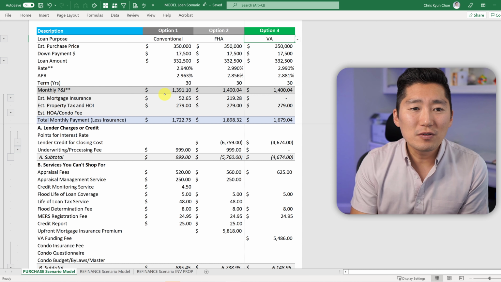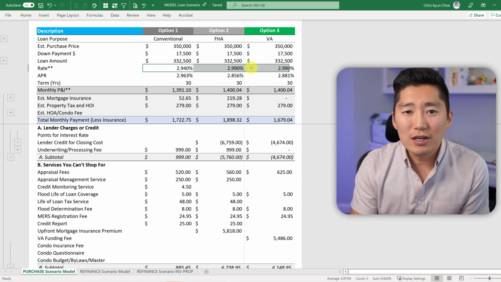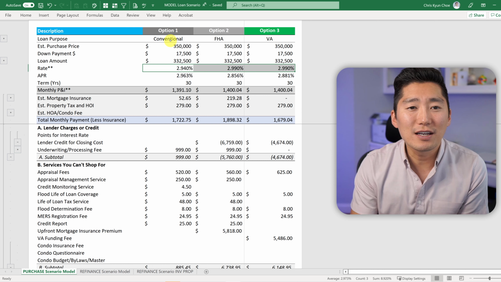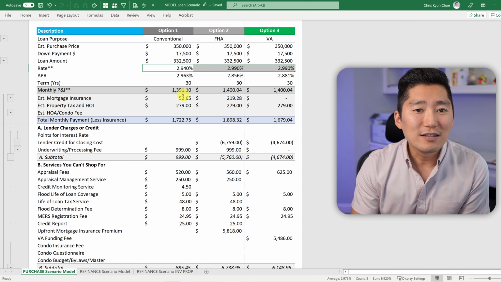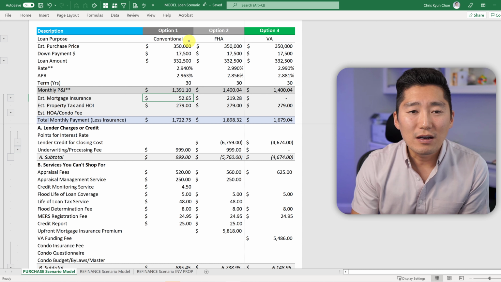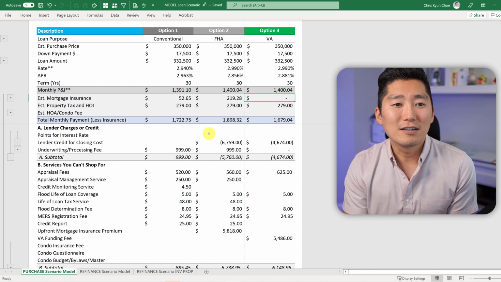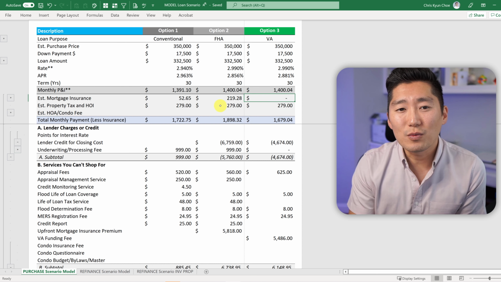All right, so if we go down here, the first thing that you're going to see is the rates. I try to keep it pretty steady across, so 2.94, 2.99, 2.99 for the VA, FHA, and then the conventional. If you look at it side by side, you'll see first that the mortgage insurance on the conventional loan is much lower than the FHA, $52 versus $219. For VA, there is no mortgage insurance, so you don't have to worry about that.